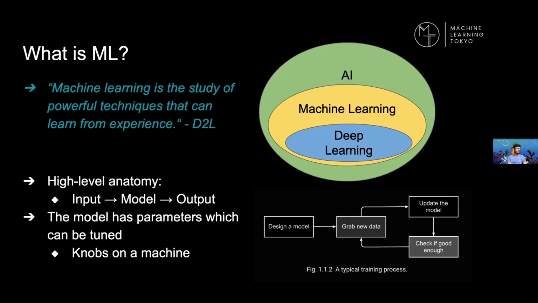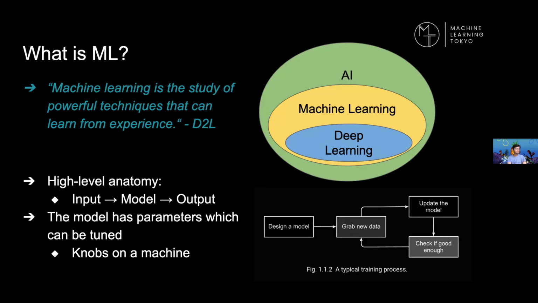So what is ML? Machine learning, as it's said here, is the study of powerful techniques that can learn from experience. Typically, this is how the terminology goes. You have artificial intelligence, which is a much broader field. Then machine learning is categorized within that as a sub part of it. And then deep learning is a further sub part of that whole bigger field.